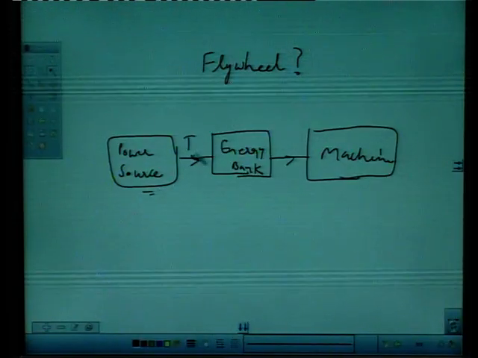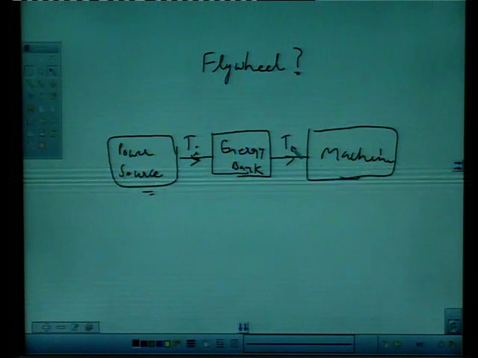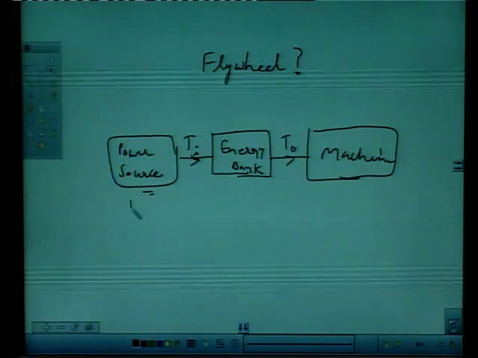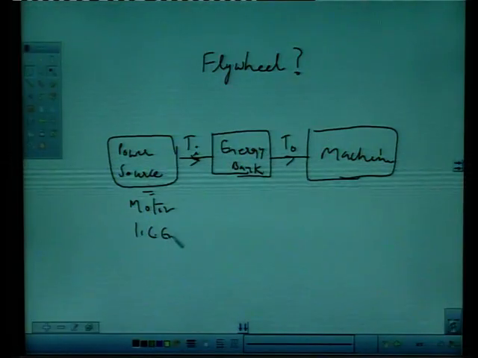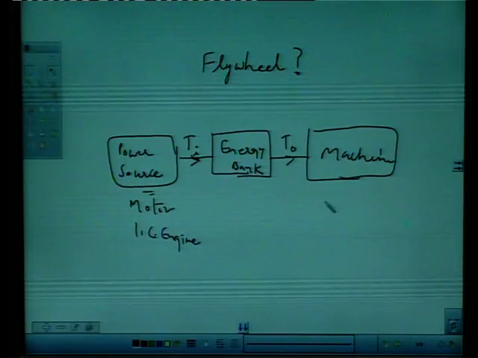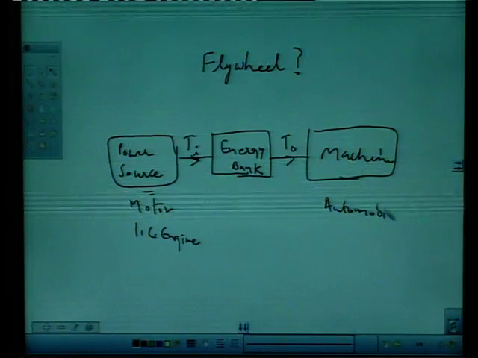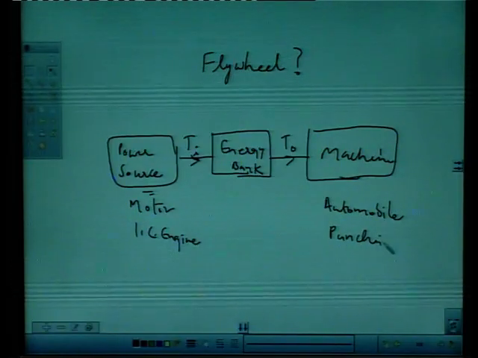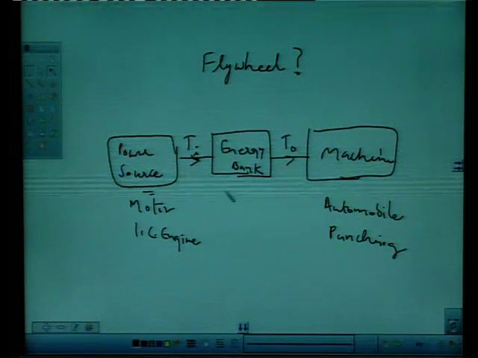Now, we supply some input torque to the energy bank and we get some output torque from the energy bank. Now, say this power source can be a motor, could be an IC engine, and this machine could be an automobile, or it could be a punching machine. Now, this is called a flywheel.